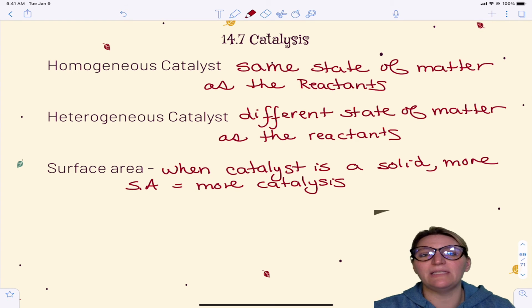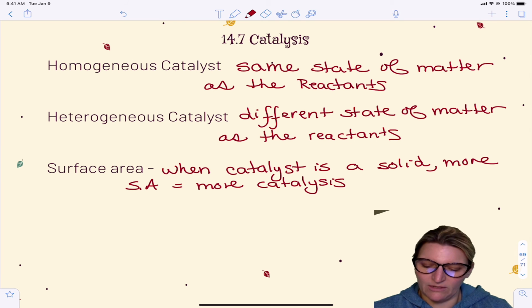Because it's a solid in a different state, surface area starts to become important. If I just have a literal cube of catalyst, it has very little surface area. But if I pulverize that cube into a powder, there's much more surface area. Therefore, more collisions can take place with the catalyst and the reaction will speed up even quicker. So especially with a solid catalyst, surface area becomes very important.